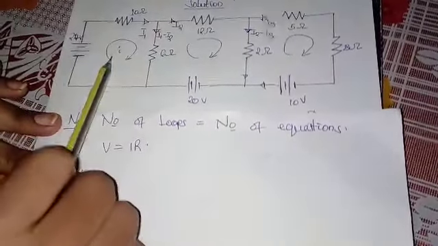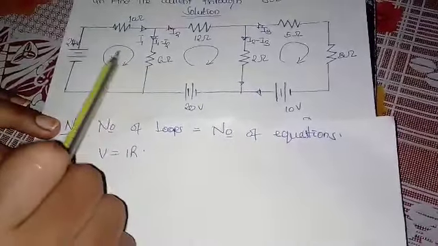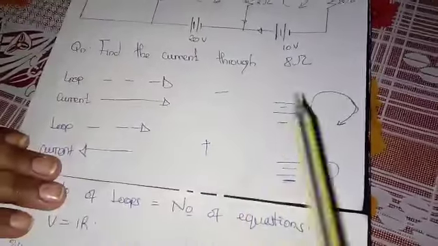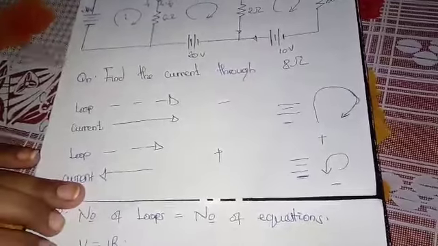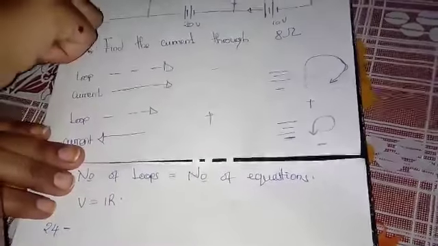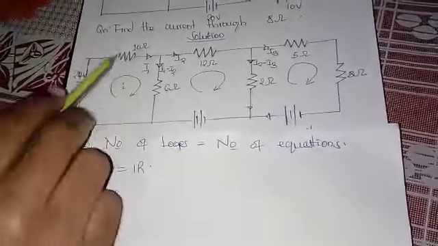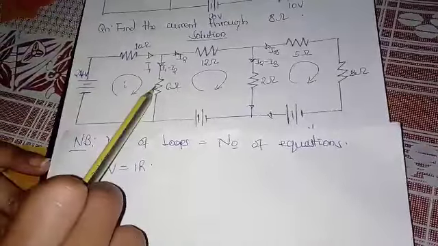And the sign will be negative because the loop is going this direction and the current is going the same direction. As you remember, when the current and the loop are going the same direction, the sign will be negative. So our sign here will be minus 10 I1. So it will be minus 10 I1.